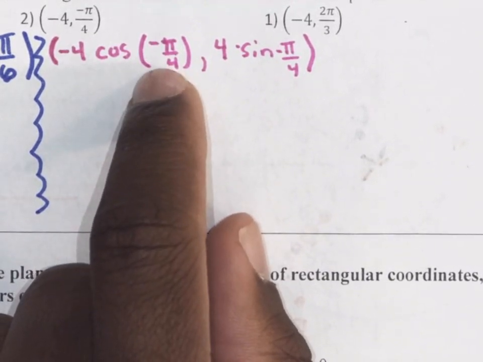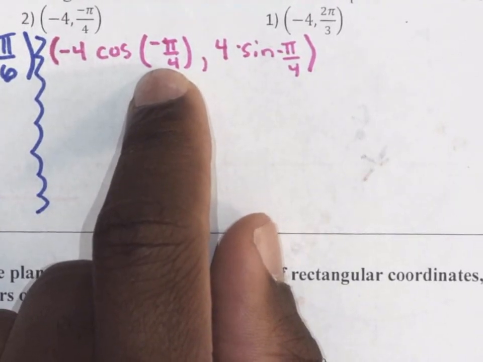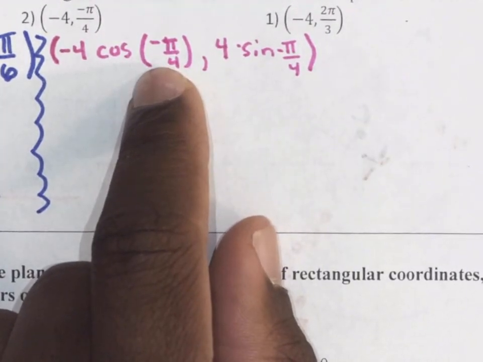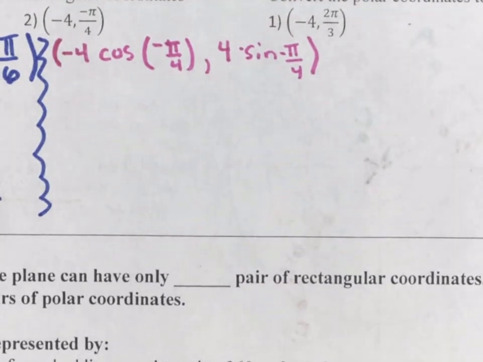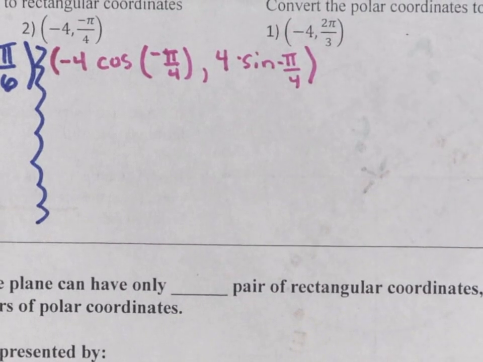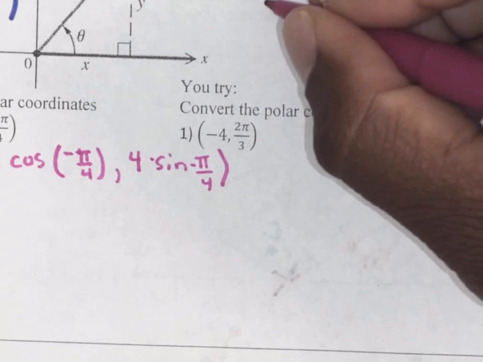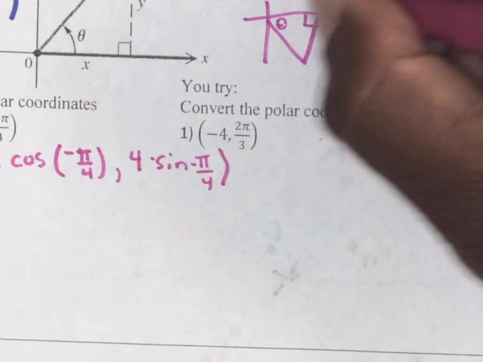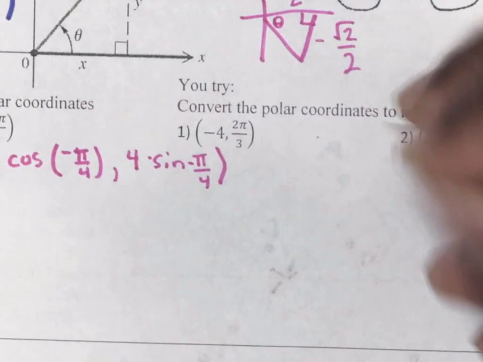The fourth. Negative pi over 4. Fourth. You said it, fourth. So what's cosine's sign at negative pi over 4? Positive. It's positive, as Drew said. I might have asked the question wrong. If this is my reference angle for a 45 in the fourth quadrant, it'd be root 2 over 2 and negative root 2 over 2, right?